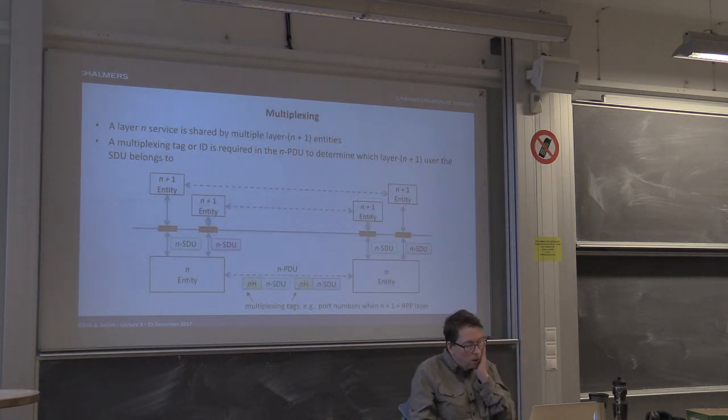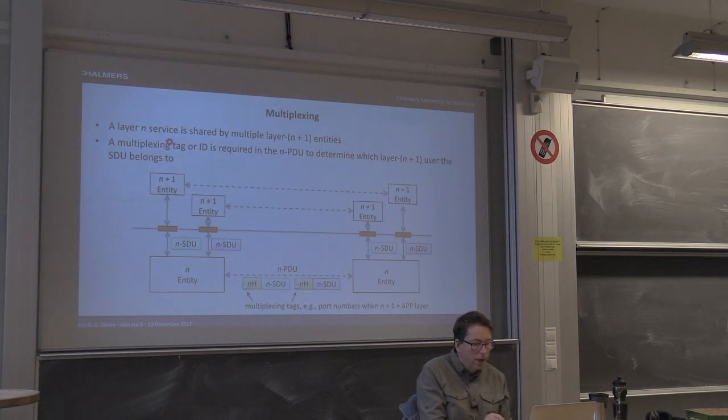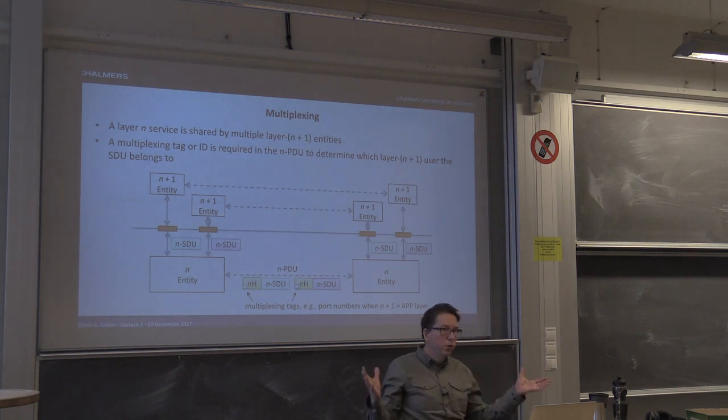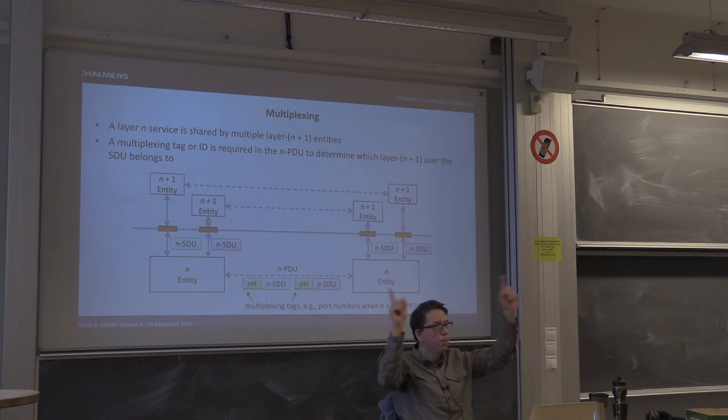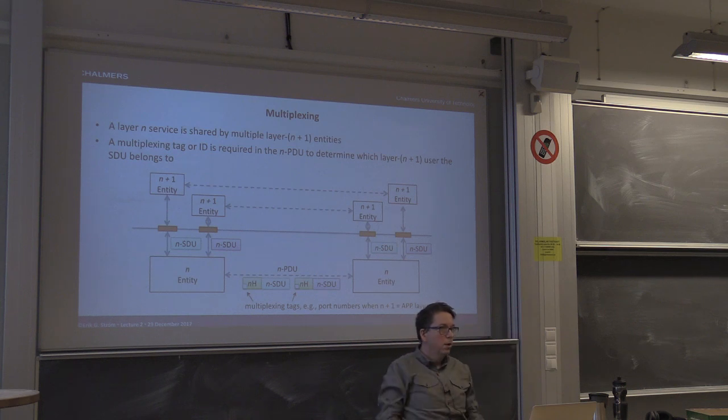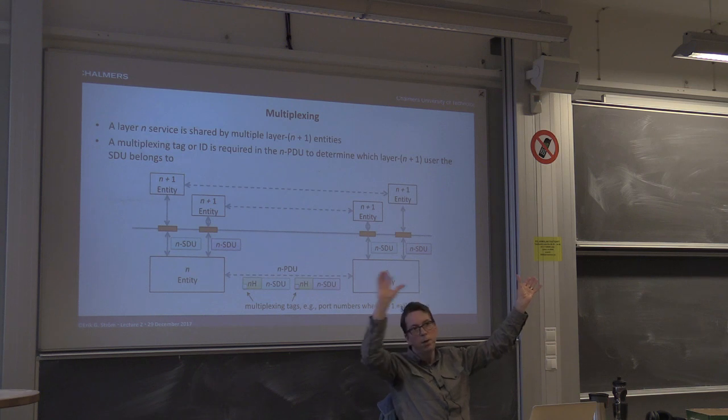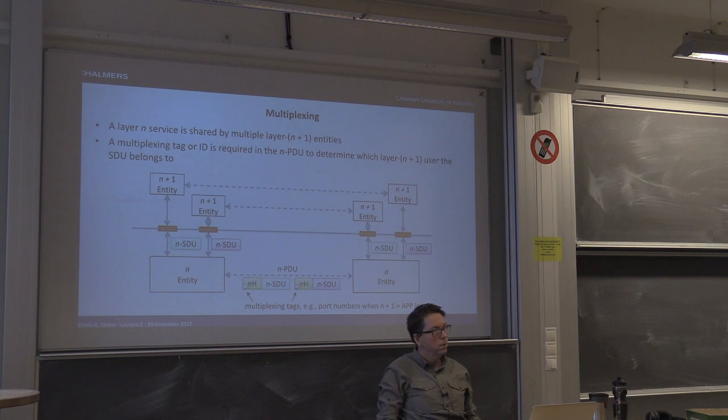Multiplexing, what's that? A layer n service can be shared by multiple entities above. So if I'm a protocol entity here, I can have several entities that I serve at the same time from above. If I'm TCP, for instance, I might have HTTP here, DNS here, and maybe a third protocol above, and all of them are communicating through me because they're going to the same destination.